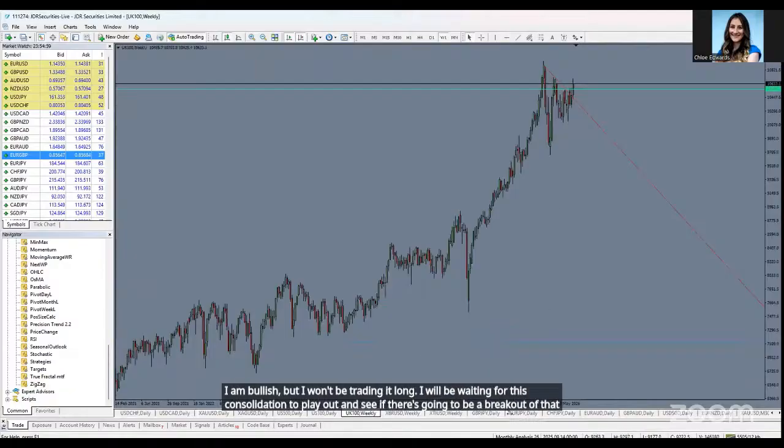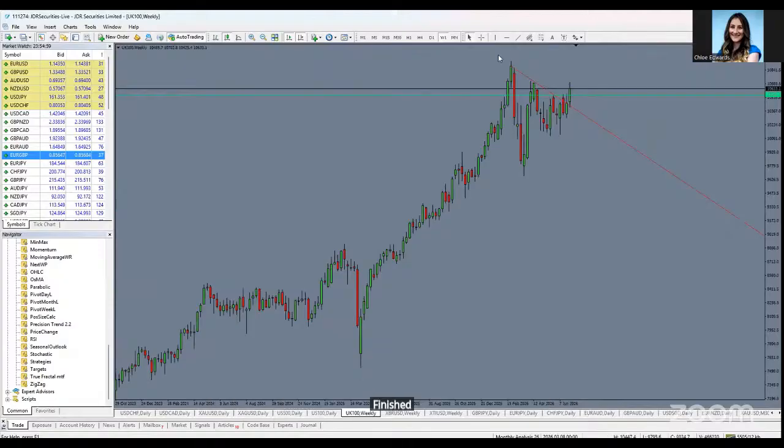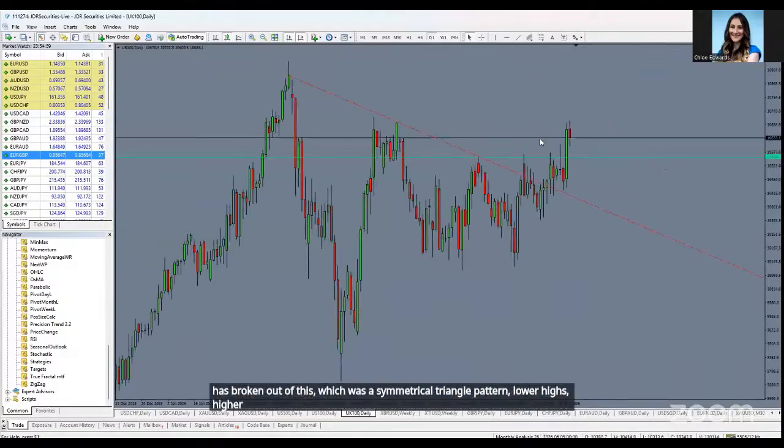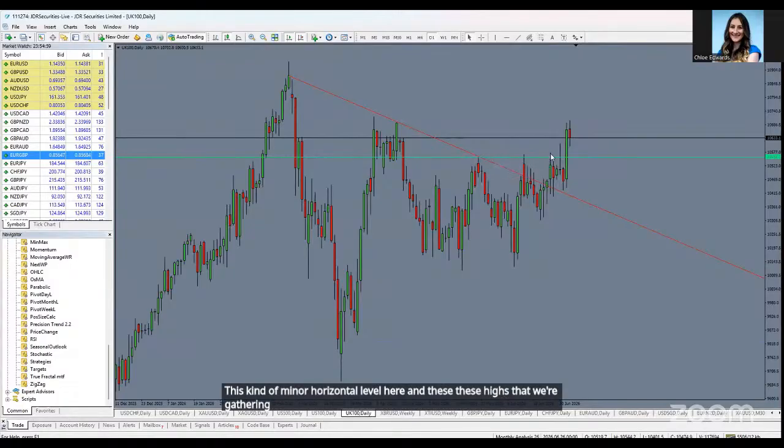UK 100, definitely bullish. Finished strongly last week. Has broken out of this, which was a symmetrical triangle pattern, lower highs, higher lows, broke out of that and has since been trading long. Also broken above this kind of minor horizontal level here, these highs that we're gathering at this horizontal level. So we've broken above that. I am looking for longs on the UK 100.